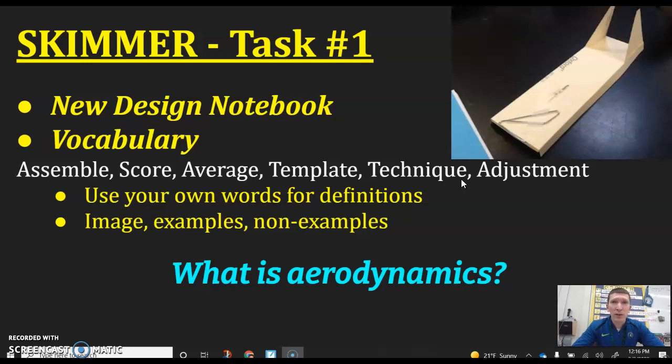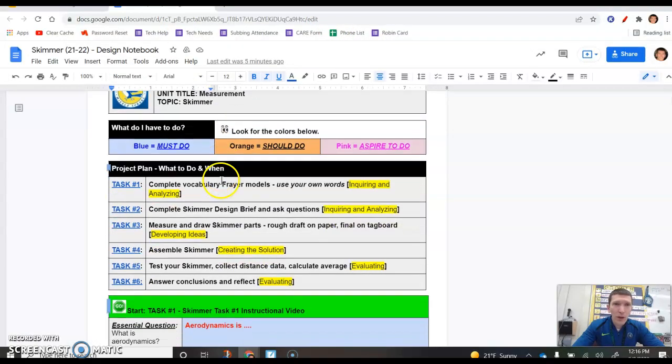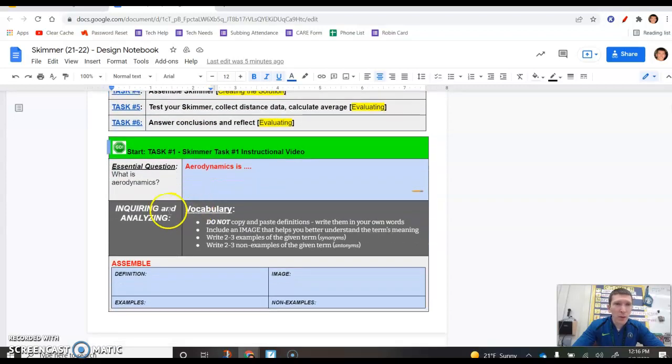And the whole purpose for doing this activity is using these vocab words we're building up to making a skimmer, and ultimately we need to know what is aerodynamics. And so that's going to be our question for the day that you have to answer at the top of your design notebook. So if you go to your design notebook, we are in task number 1, and you'll see that question there, the essential question for today. What is aerodynamics? So take time to look that up, give your answer right in here.